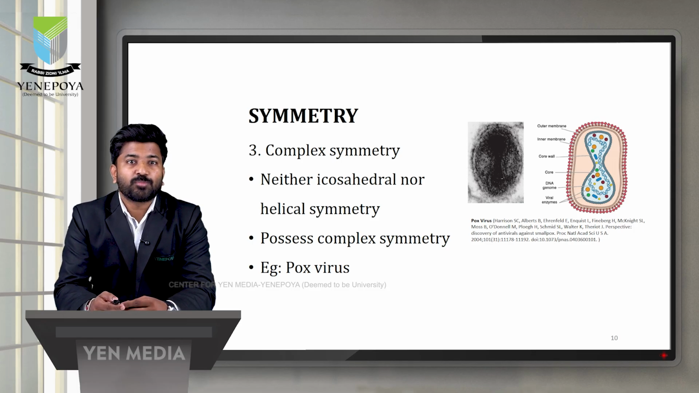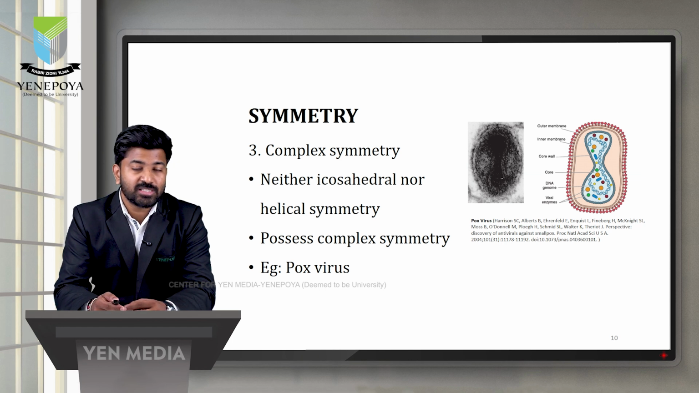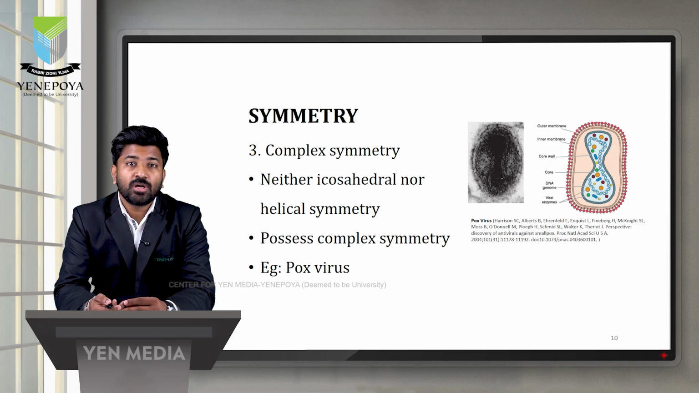Moving on to the symmetry of the virus, the third one we have is complex symmetry. One particular virus, the pox viruses, are neither icosahedral nor helical in nature, but they have a very complex structure, hence the term complex symmetry. The nucleic acid is embedded in such a way that we cannot differentiate the nucleocapsid either into an icosahedral symmetry or a helical symmetry, hence we term it complex symmetry. Example, pox virus.